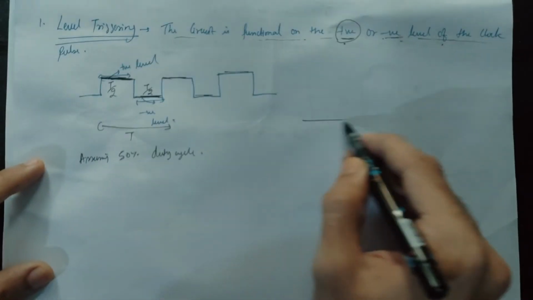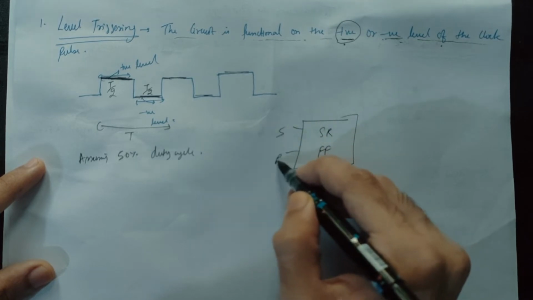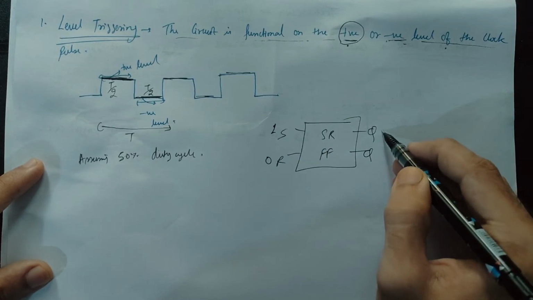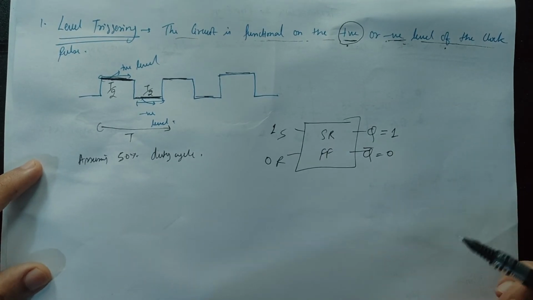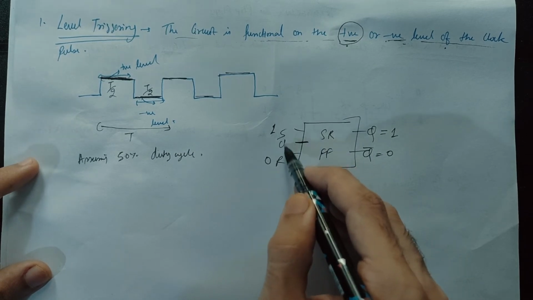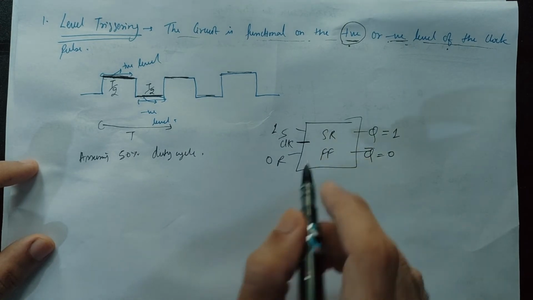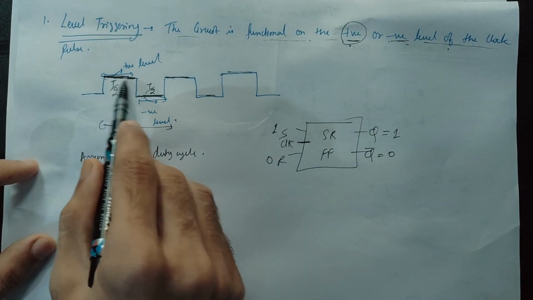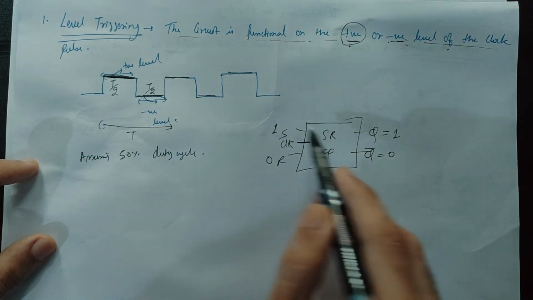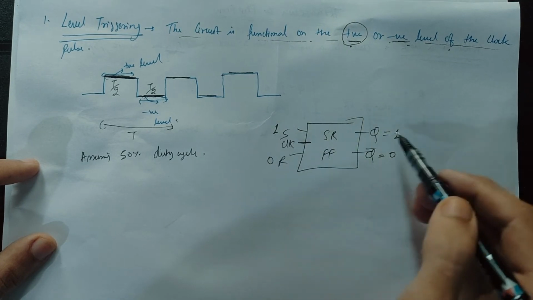Suppose I am having again an SR flip-flop, or any kind of flip-flop, with S, R, Q, Q bar. Initially I am having S is 1, R is 0, so Q would be 1, Q bar would be 0, right? Suppose I am having a level triggering. This is my clock. So what will now happen is that whenever the clock is in positive level, then only the circuit will function. If the clock is in negative level, then if I change the inputs, the output will not change.